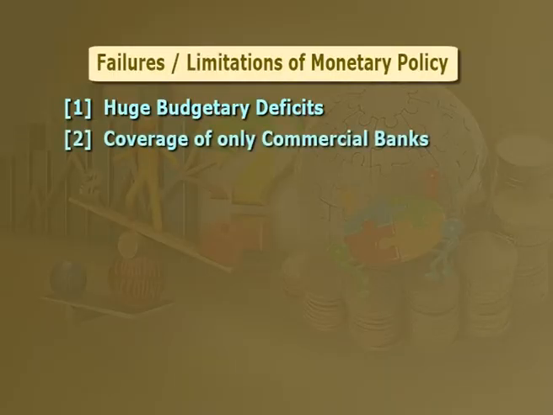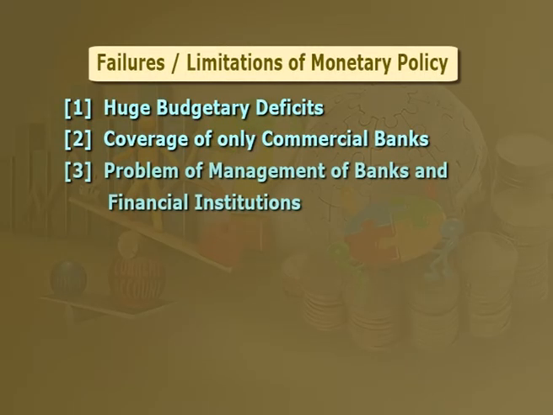Point number 2. Coverage of only commercial banks. Instruments of monetary policy cover only commercial banks, so inflationary pressures caused by banking finance can be controlled by RBI. But in India, inflation also results from deficit financing and scarcity of goods on which RBI may not have any control.